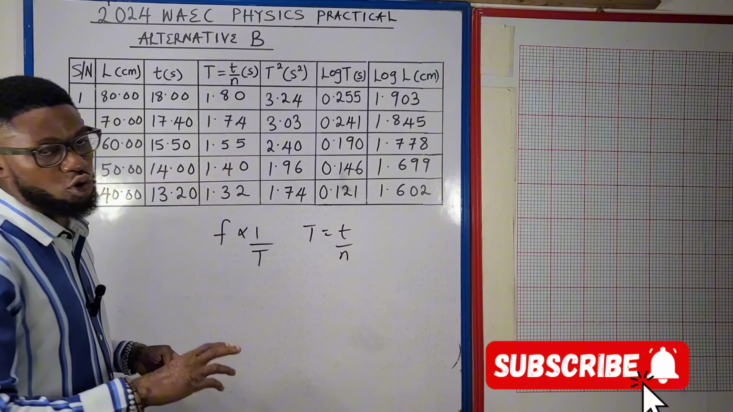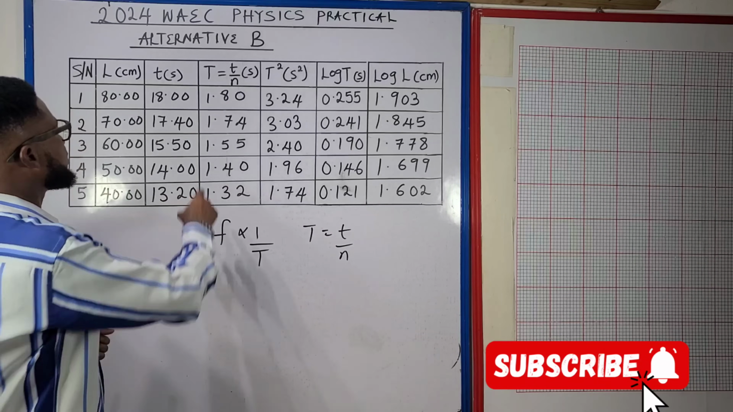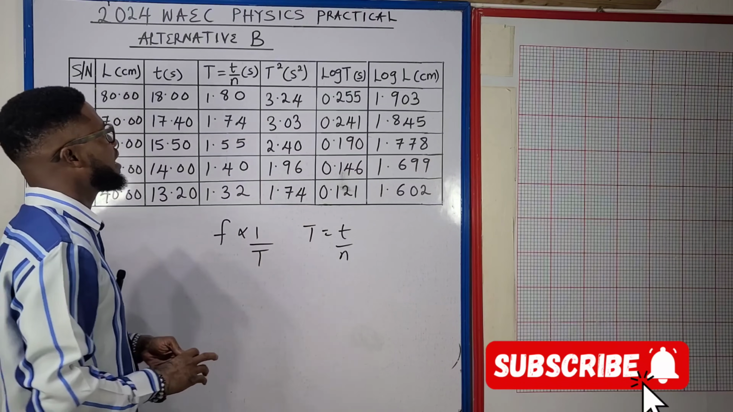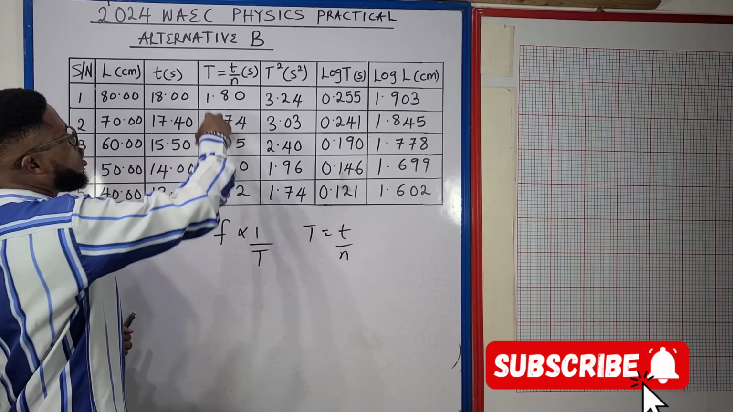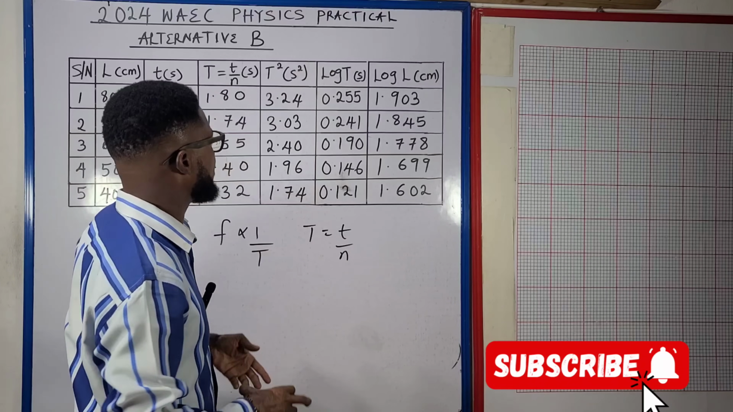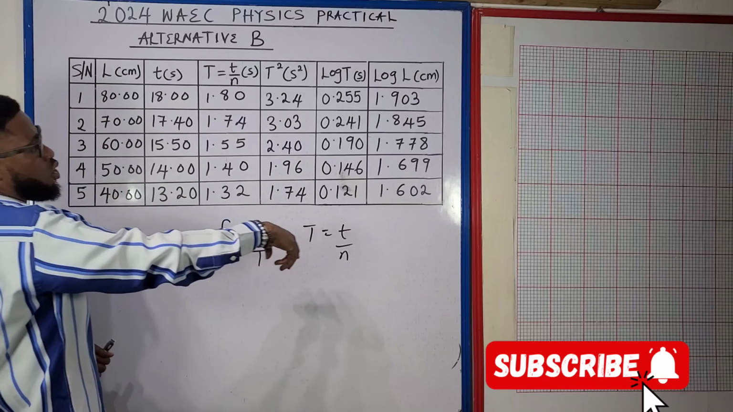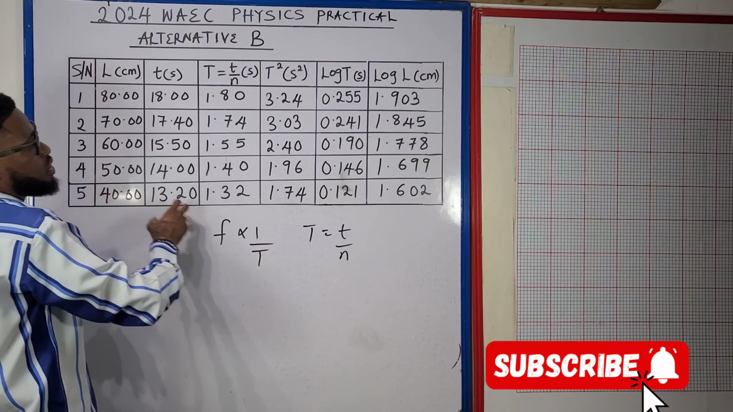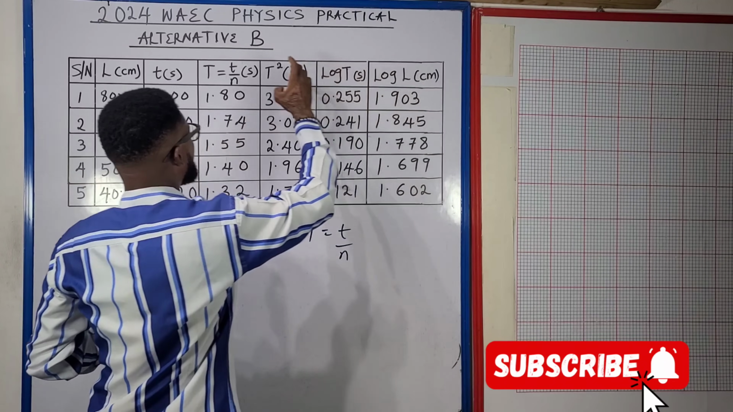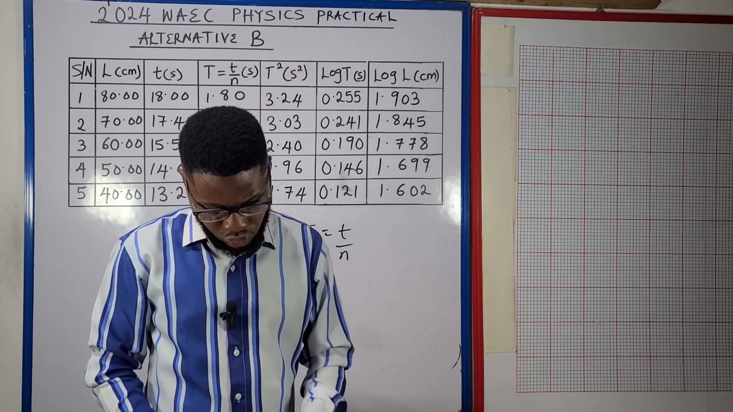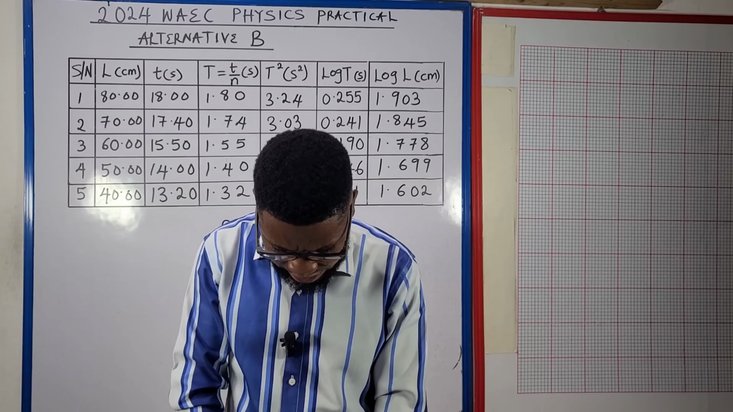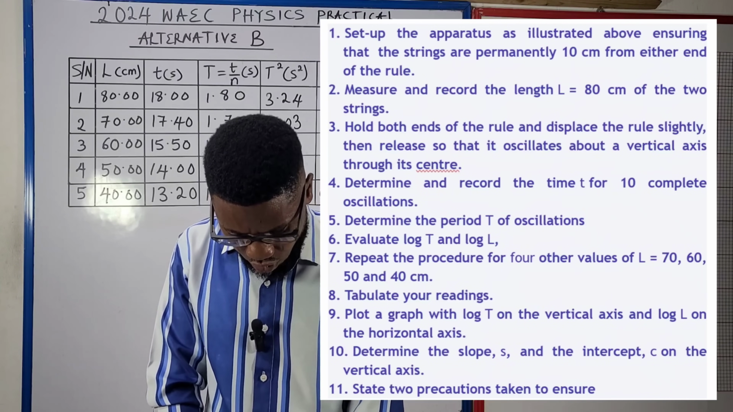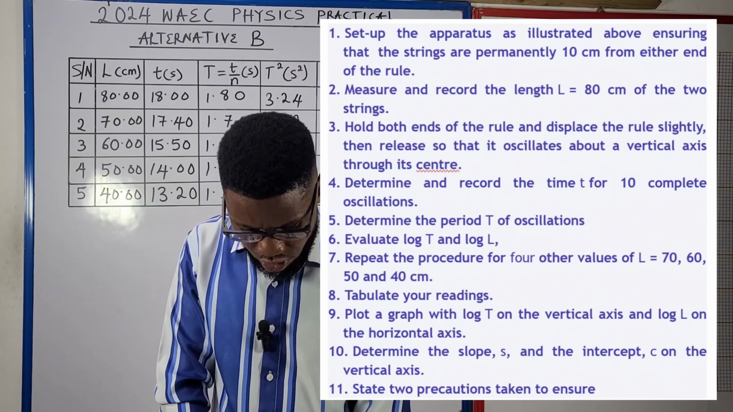So from this, we can be told to evaluate T squared. T squared here means the square of the period, so the unit now becomes seconds squared. And that's exactly what you have here. We can as well be told to evaluate the log of T, the log of the period, which is what you have here. We can be told as well to evaluate the log of the length of the thread, log L, which is what we have here. Take note of the units for the table. So, that ends that. The next thing here, as you can see on your screen in that question, is we were told to plot a graph of log T on the vertical axis and log L on the horizontal axis.